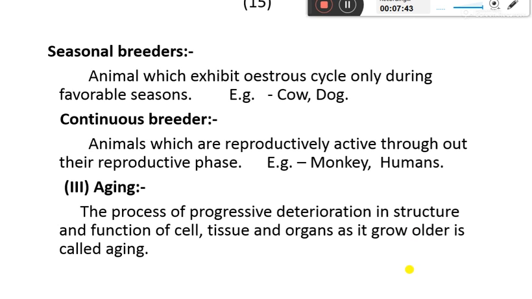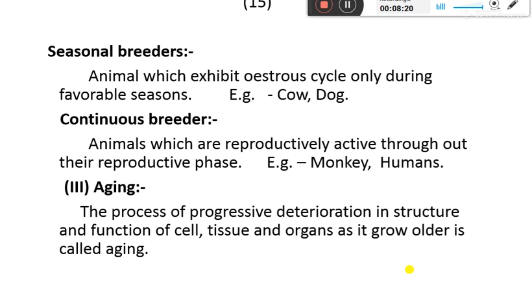Now aging. In the case of animals we say aging, but in the case of plants we use the term senescence, which we studied in class 11. It is a process of progressive deterioration of the structure and function of cells, tissues and organs as the organism grows older, called aging. When aging takes place, cells become metabolically less active, tissues and cells deteriorate, and some parts may not function properly. So this leads to the aging process or growing old.